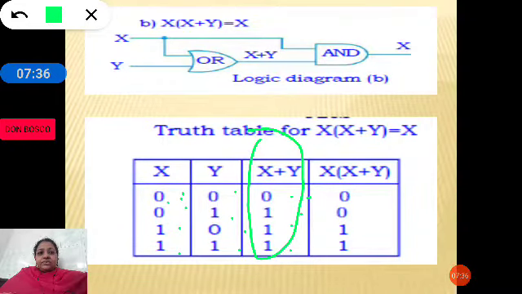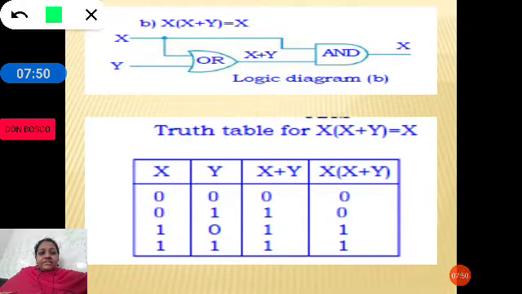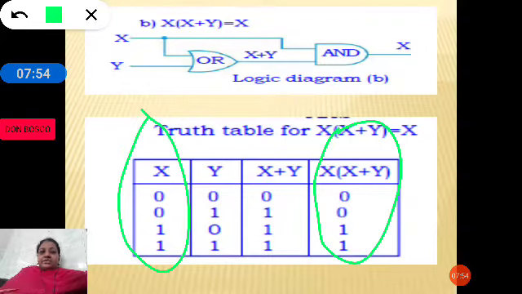Let us AND this with x. 0 and 0, 0; 0 ANDed with 1 is again 0; 1 and 1 is 1; 1 and 1 is 1. So, we can see here the column x ANDed with x plus y is identical to x. So, we have proved x ANDed with x plus y is equal to x.